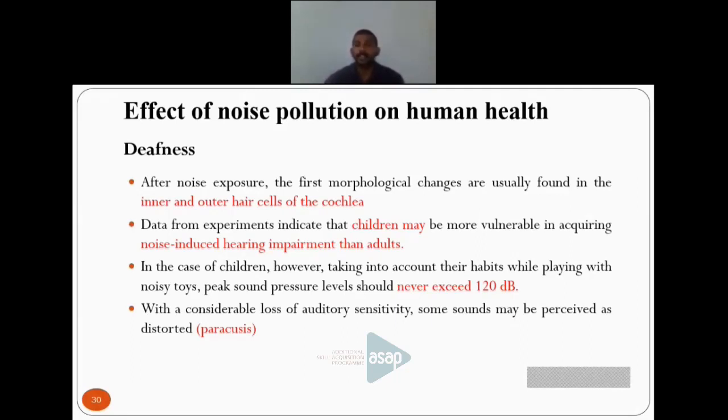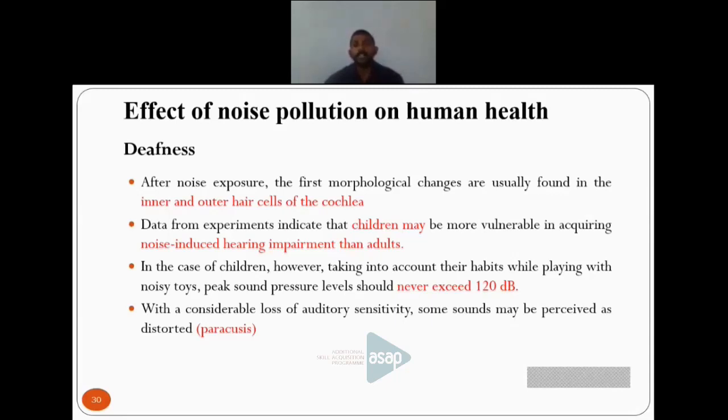Next, if children are exposed to above 120 decibels, hearing loss is already found and they will become deaf. That is the maximum value, as found in most of the research.